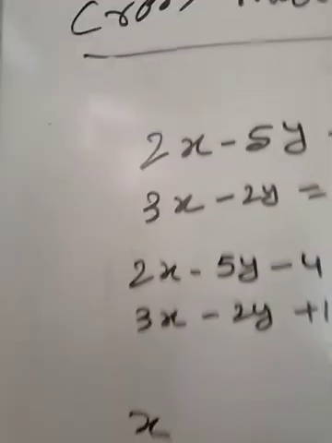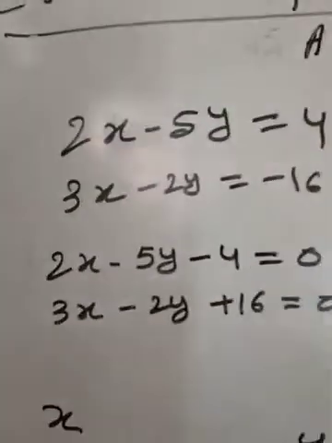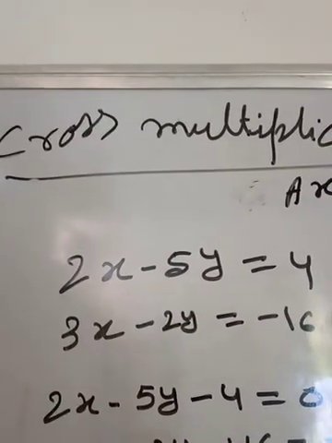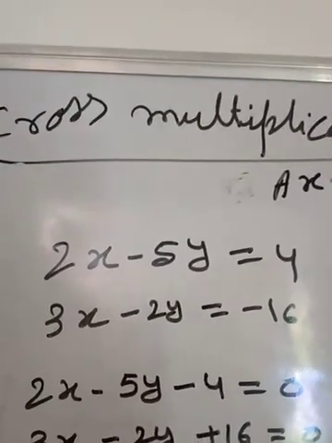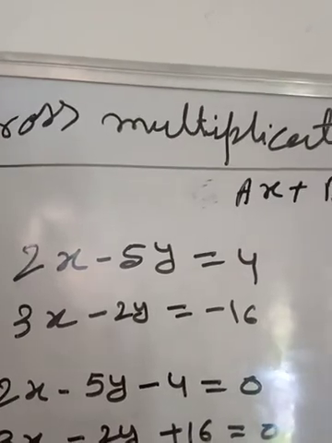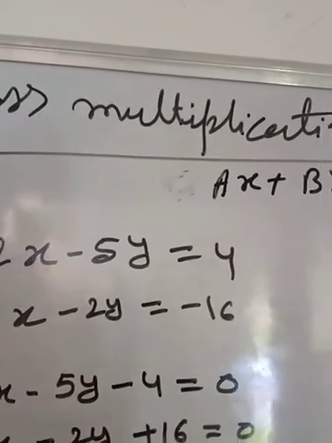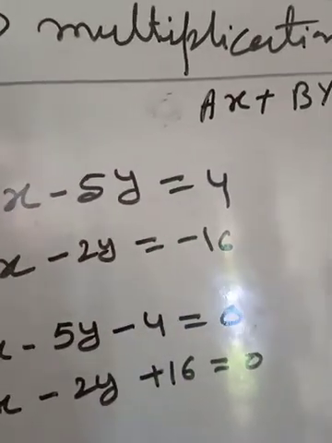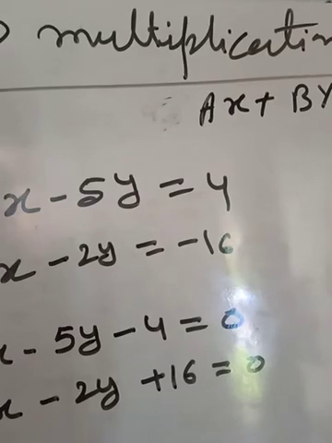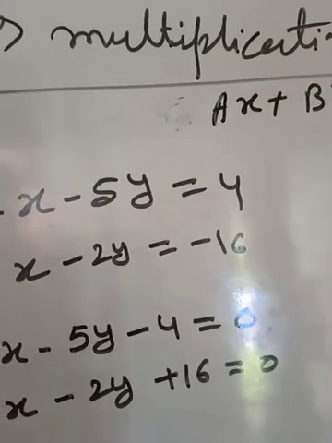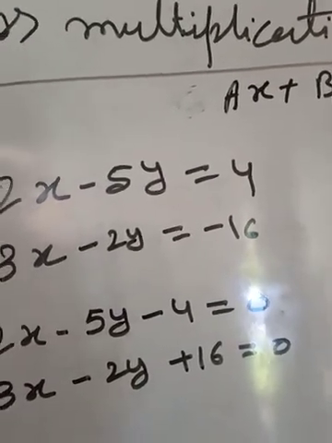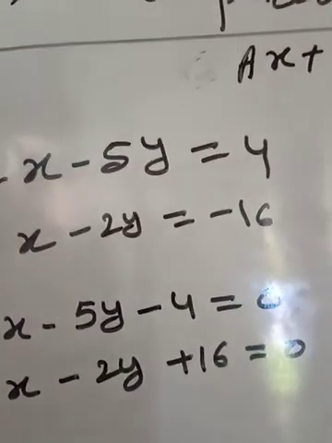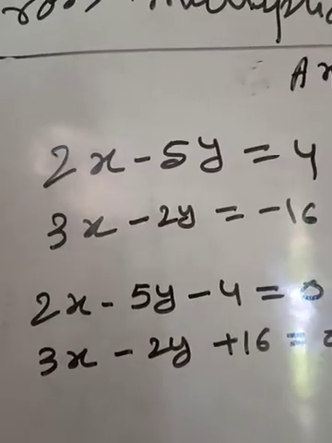So by all four methods, the elimination method, substitution method, ratio and proportion method, and cross multiplication method, we solved the given system of linear equations 2x minus 5y is equal to 4 and 3x minus 2y is equal to minus 16, and we get the same result. Now we have one more method, called the graphical method. Next I will start the graphical method. Thank you.